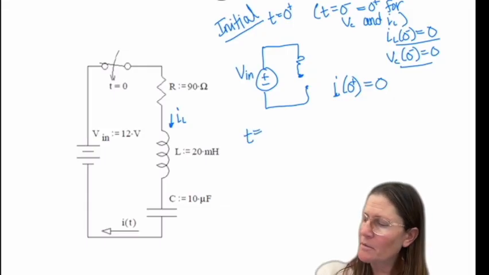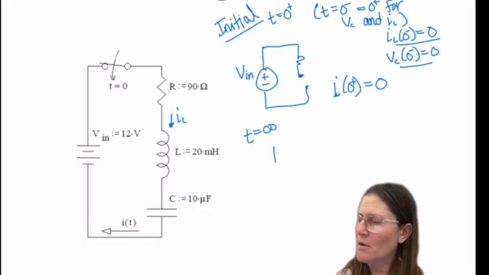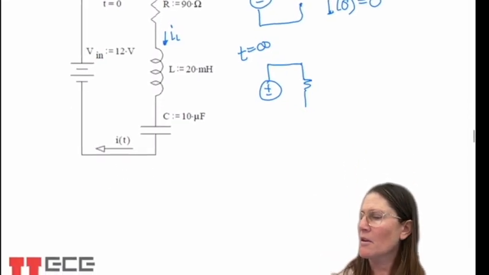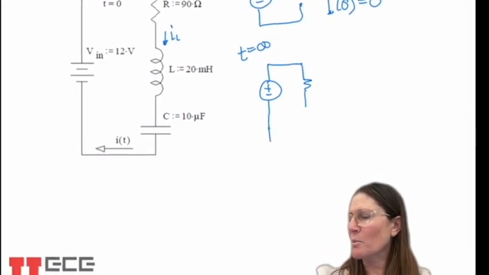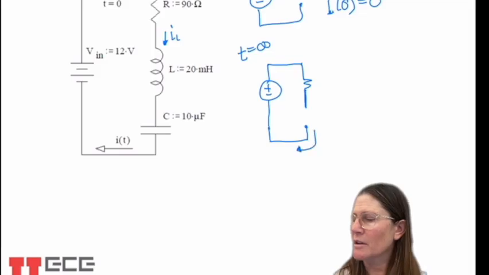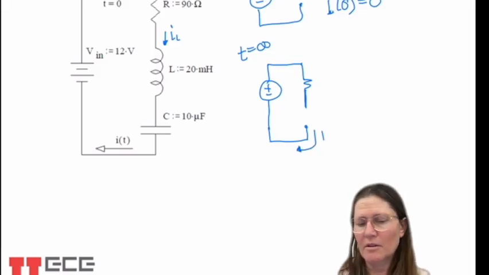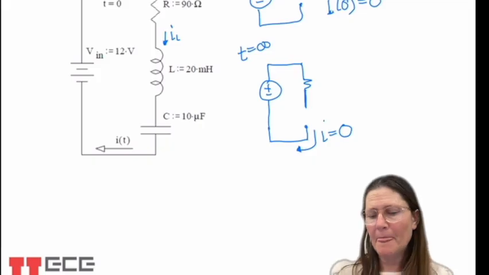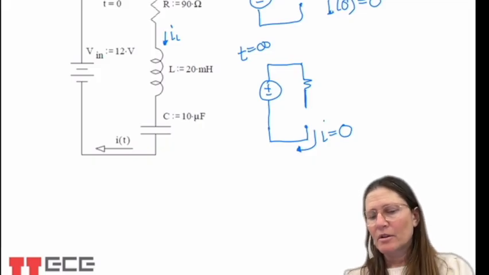At infinity, your switch is closed. And again, your capacitor is going to be open and your inductor now is a wire. And again, your current's going to be 0.